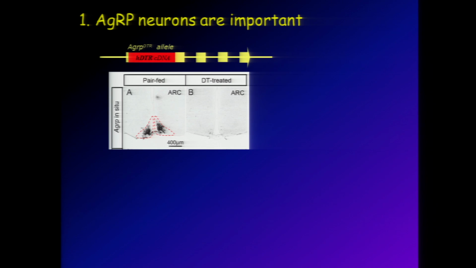When Serge Luquet was in the lab, we targeted the human diphtheria toxin receptor to AgRP neurons, taking advantage of the fact that there are no other AgRP expressing neurons in the body. And so you can give diphtheria toxin, this big protein. You can give it peripherally, it gets into the brain, and it kills all the AgRP neurons. The figure you see here was taken about 6 days after injecting diphtheria toxin, and you can see the complete loss of the in situ hybridization signal for AgRP.